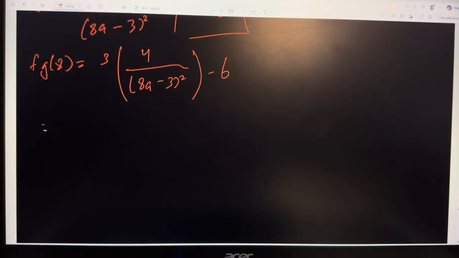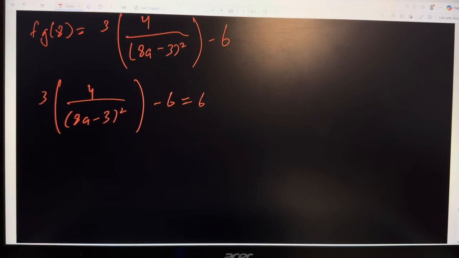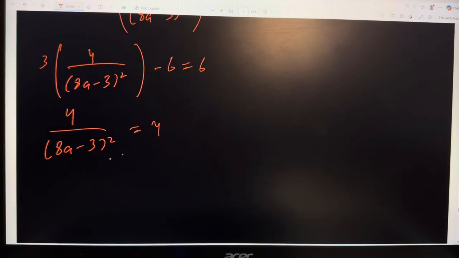So all of this is equal to 6, so 3 times 4 upon 8a minus 3 the whole thing squared, minus 6 is equal to 6, right? So minus 6 goes there, this becomes plus 6, so 6 plus 6 is equal to 12. Now 3 is multiplying here, it goes there, divided by 12, so this is 4. So what we have is 4 upon 8a minus 3 the whole thing squared is equal to 4. Alright, swap places of this and this, so 4 upon 4 is equal to 1, so 8a minus 3 squared is equal to 1.